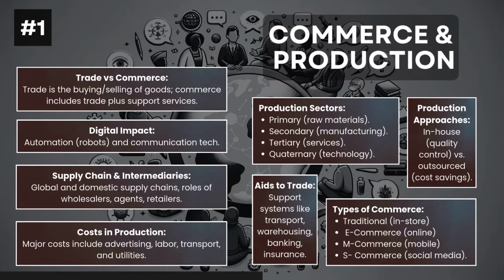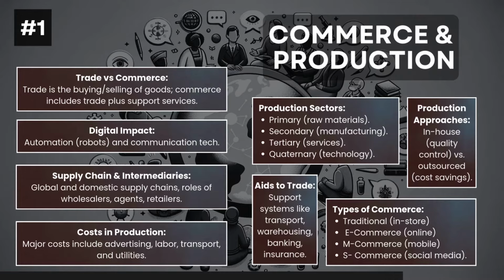Topic number 3 is production sectors. Similar to the types of commerce, there are 4 production sectors. Primary involves raw materials like farming, fishing, or mining. Secondary converts raw materials into finished goods, like factories manufacturing cars or clothing. Tertiary provides services such as retail or banking, whereas quaternary focuses on technology and knowledge-based services like IT consulting.